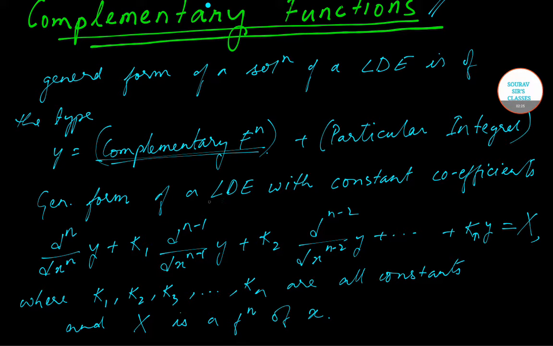and capital X is a function of x. This is a linear differential equation with constant coefficients. If we did not have this restriction, then we could have written k1, k2 up till kn, including capital X, are all functions of x. But here we have k1, k2, k3 and kn are all constants. So this is the general form of a linear differential equation with constant coefficients.